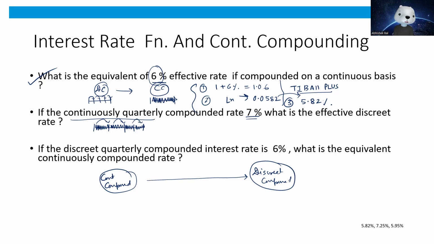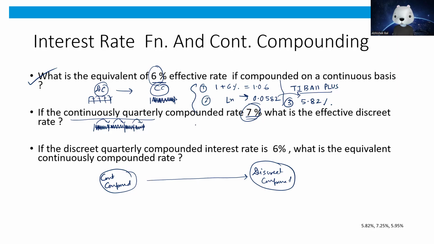Continuously compounded means there are infinite periods. So it doesn't really matter whether it is continuously compounded on a quarterly basis, half-yearly basis, monthly basis, or daily basis. They're always going to be annualized. So it's being stated that if the continuously compounded rate is 7%, what is the effective discrete rate? Now, you may intuitively understand that this particular problem is just the reverse of the first problem that we solved. So, can we do it? The answer to that is yes, we could. And in fact, it's pretty easy to do.